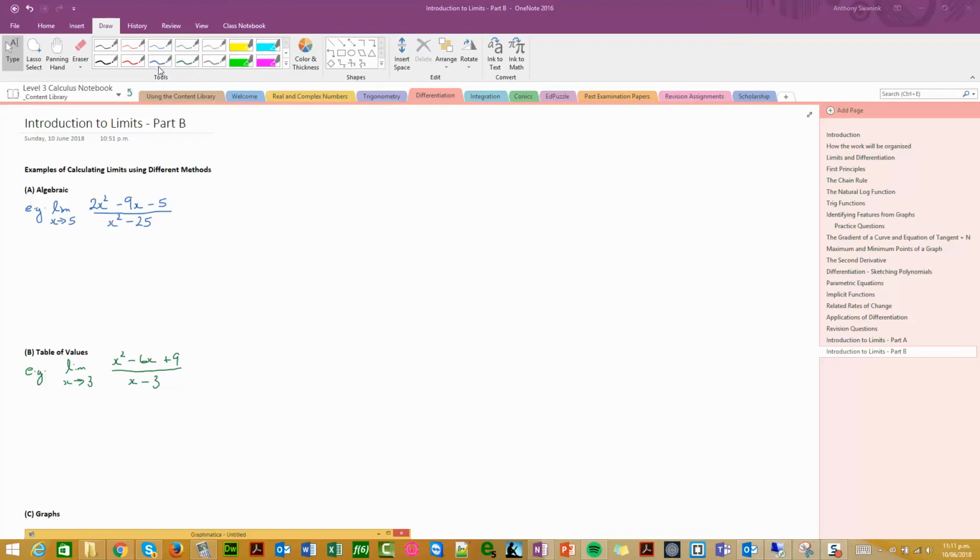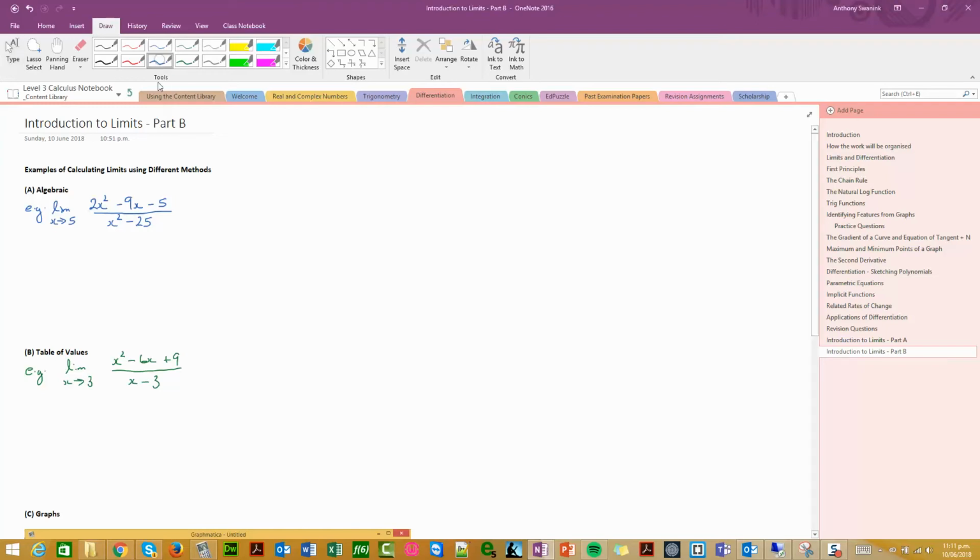Okay, so what we're going to have a look at here is a few worked examples of calculating limits. The first method I'm going to look at is an algebraic one. Quite often the question will be given in this format: you're simply given a function and asked to find the limit.